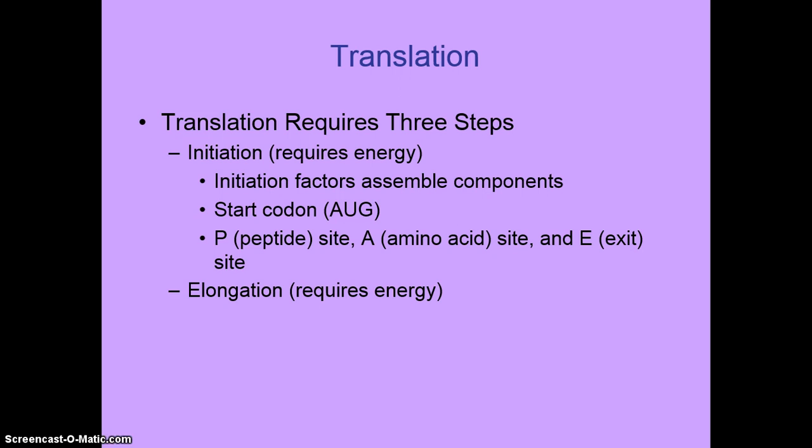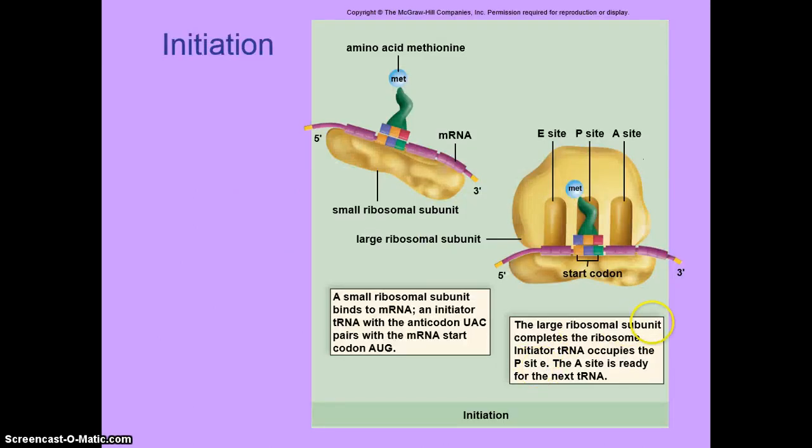Elongation is what happens next. This requires energy as well. And then there's a termination step that happens during translation and making a protein. This is where the stop codon is reached, and that particular protein stops being formed, and it requires a release factor too, so that it's released from the messenger RNA.